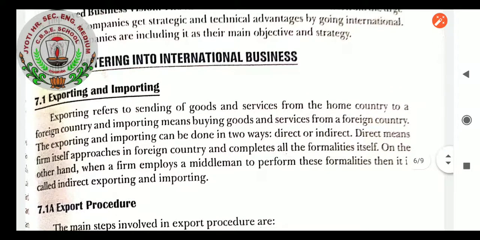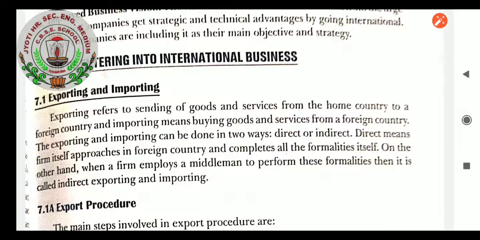What do you mean by export and import? Exporting refers to the sending of goods and services from the home country to a foreign country, and importing means buying goods and services from a foreign country. It is known as import. We have learnt this at the beginning of the chapter, but we have not learnt that there are some procedures.